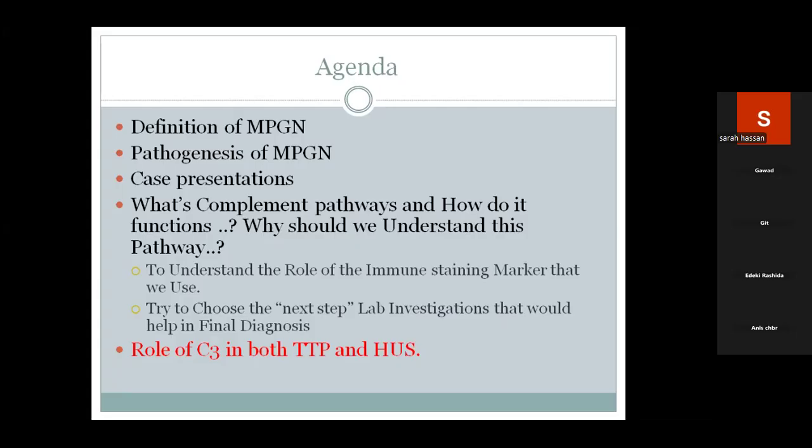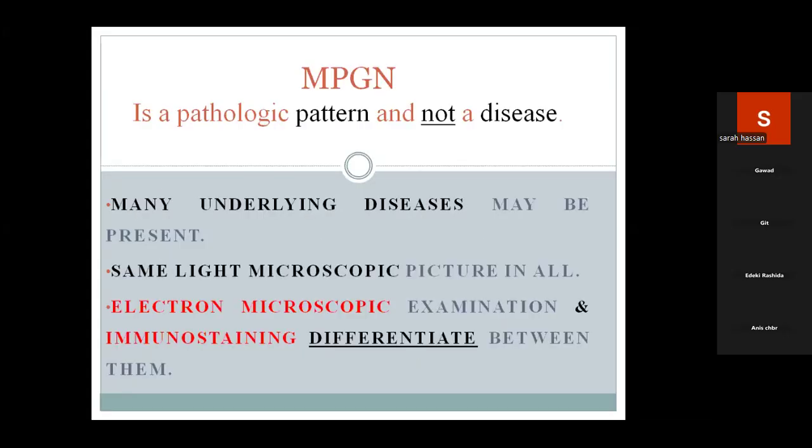So let's start. First, we should know, and I think that most of us know, that MPGN is a pathological pattern and not a disease, with many underlying diseases that may be present and all have the same light microscopic picture. Electron microscopic examination and immunostaining differentiate between these underlying causes, and the electron microscopic picture is very important.